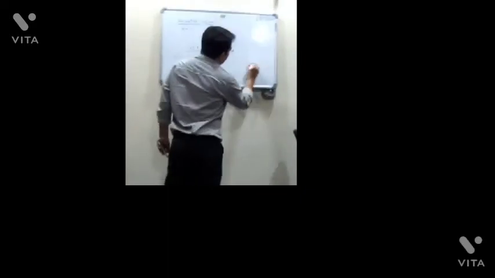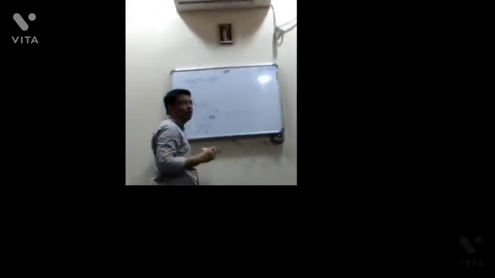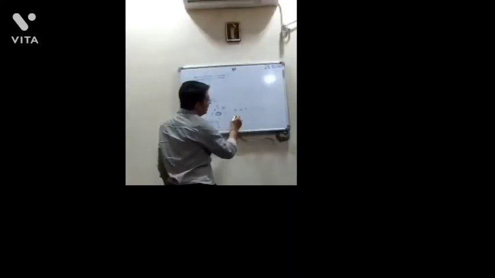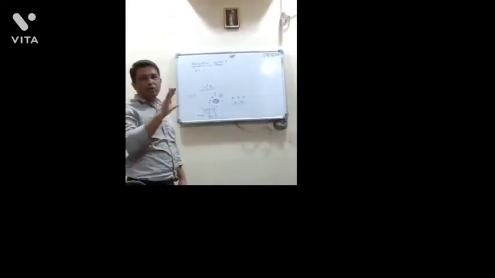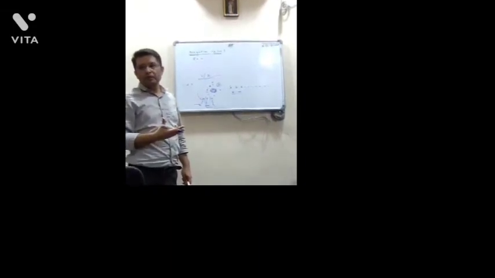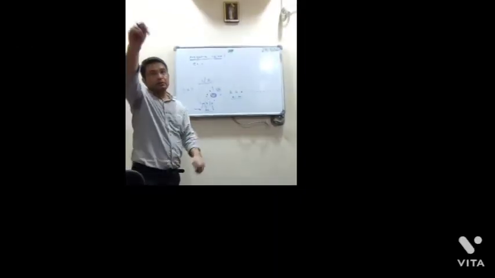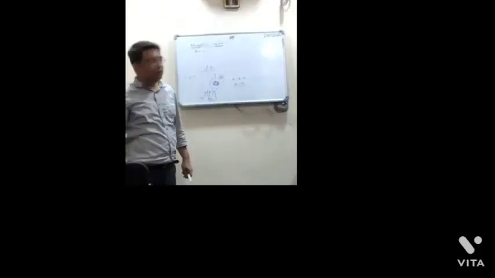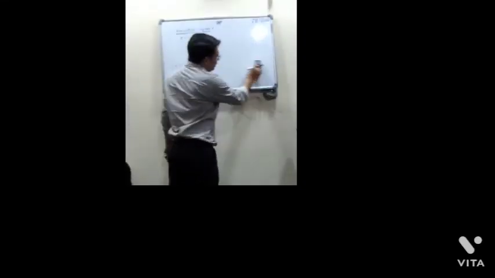So when a current is flowing through a conductor, right? If current is flowing through the conductor, then it has two forces. One is called an electric force and another is called a magnetic force. Both the forces exist, which is called the electromagnetic force, right?